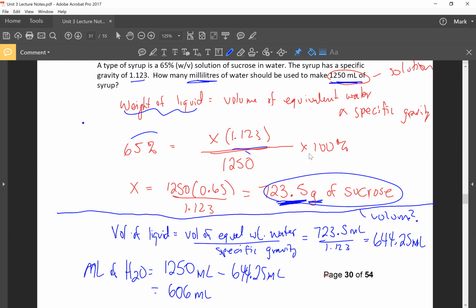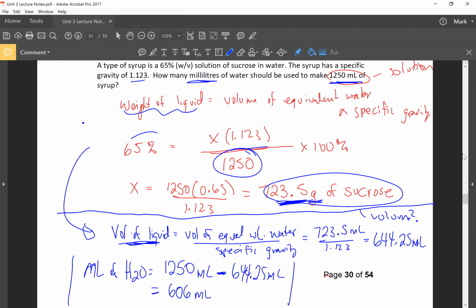Let me just try something. 723.5. I just want to make sure I did my calculation correct. Yeah, okay. So now in this part down here in the blue, now that I knew how many grams of sucrose I needed, or how many grams of sucrose were mixed together, I converted that back to a volume and then subtracted from my overall number. So overall, I had 1,250 milliliters of water plus sugar. So if I subtracted the amount of sugar or sucrose, I would be left with how much water I had. And that's it. Not too bad.